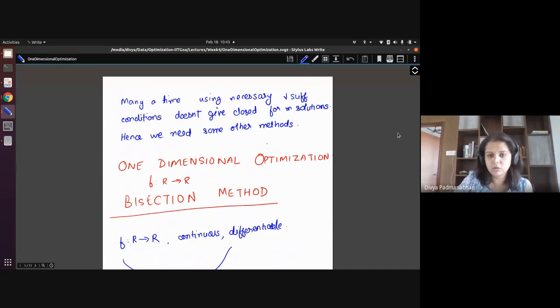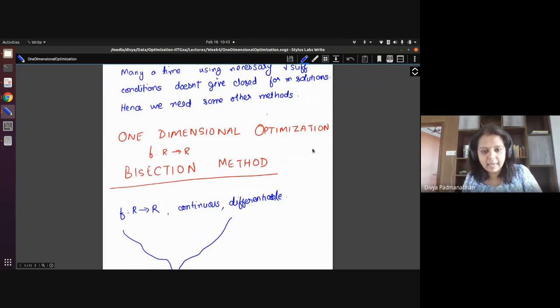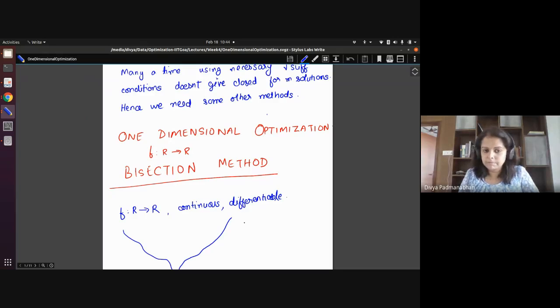So what we will do is we will just try to understand what happens in one dimension, because many times in one dimension the problem is simpler and you can at least visualize and get an idea about what's going on. So we will focus on those methods now, and some of these will also matter later on when you solve optimization problems in bigger dimensions. Sometimes you also make calls to these one-dimensional optimization methods. So let's start with these methods. The first method we'll see is the bisection method.